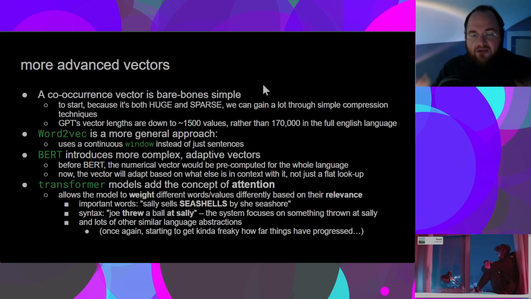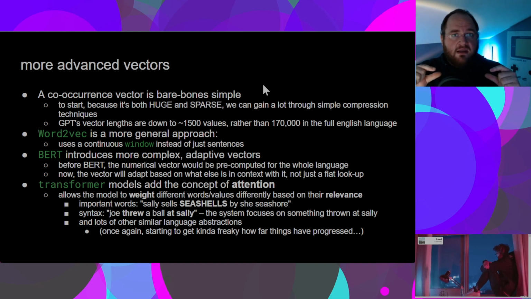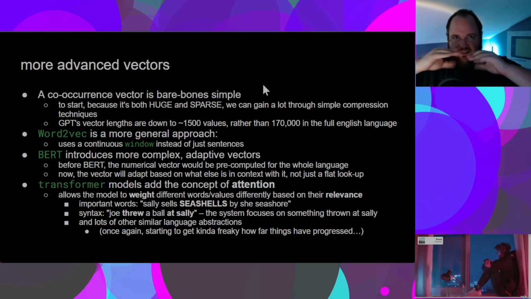And continuing even further, transformer architecture models add the concept of attention. So this allows the model to weight different words and values in the actual prompt in the text based on their relevance, which is again another layer of computing. It's not just the base value of words, but it's a layer of computing here.